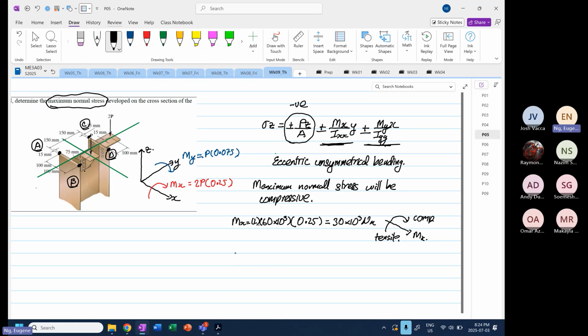And then if we look at My, My will be equal to 60 times 10 to the power 3 multiplied by a distance of 0.075. It's equal to 4,500. And for this case, this is your moment about Y. Okay, so over here, this is compression, and this is tensile.